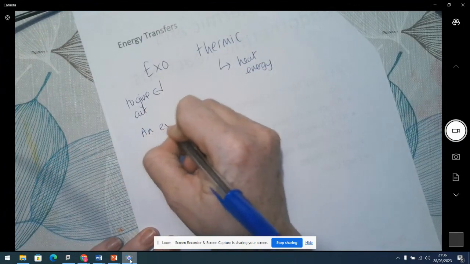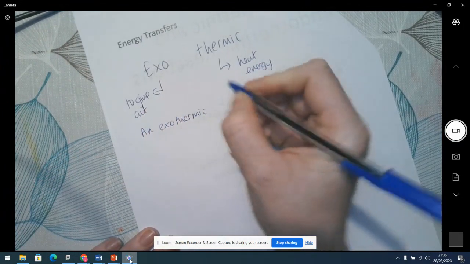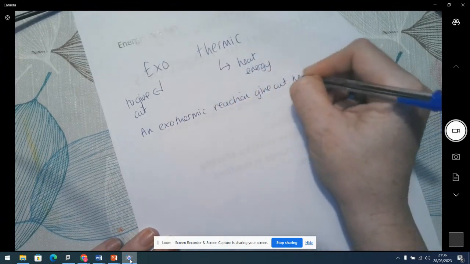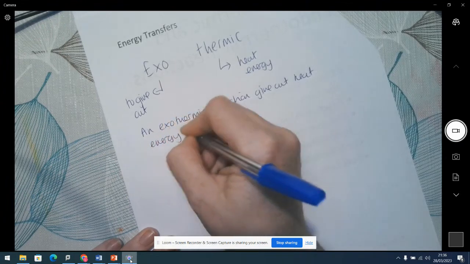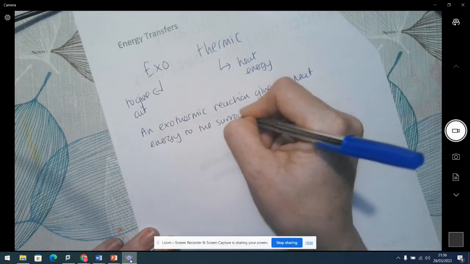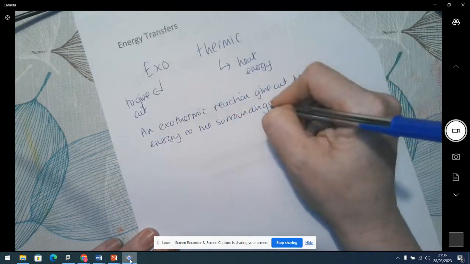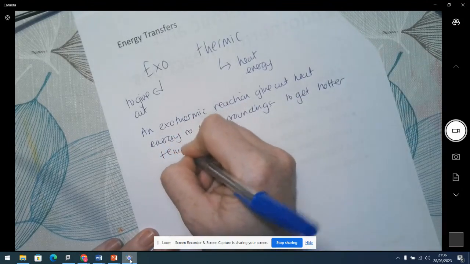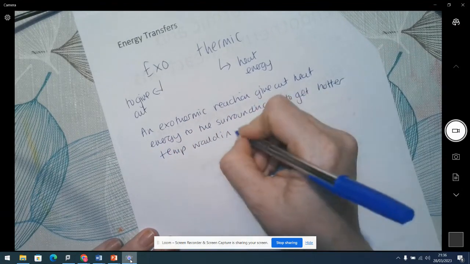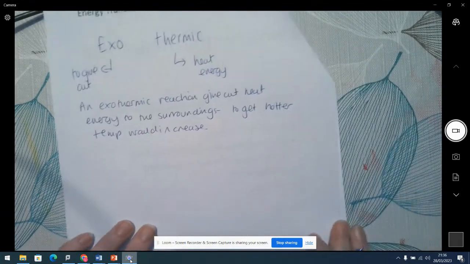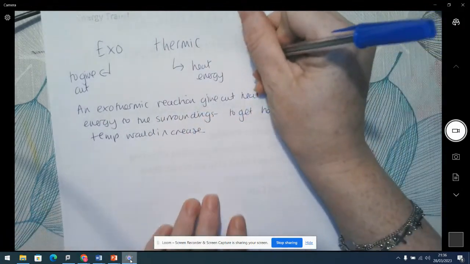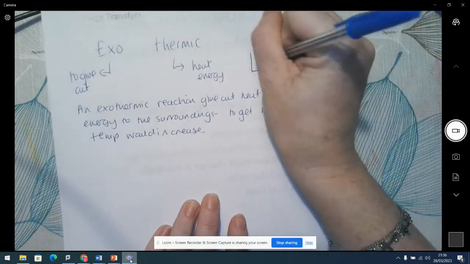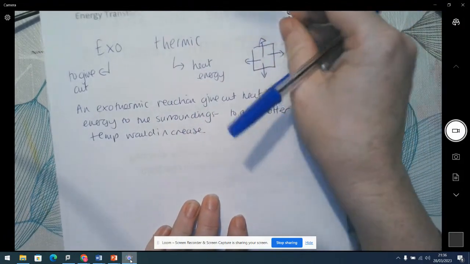So an exothermic reaction gives out heat energy to the surroundings. So I would expect the surroundings, therefore, to get hotter, and the temperature would increase. If I draw a little diagram, if I've got an exothermic reaction, then the energy is moving out into the surroundings and therefore making the surroundings warmer.